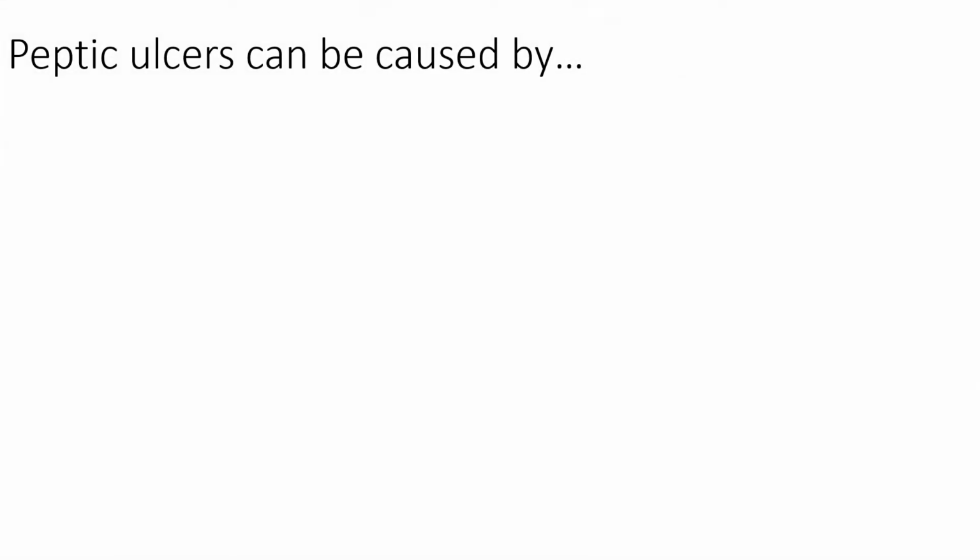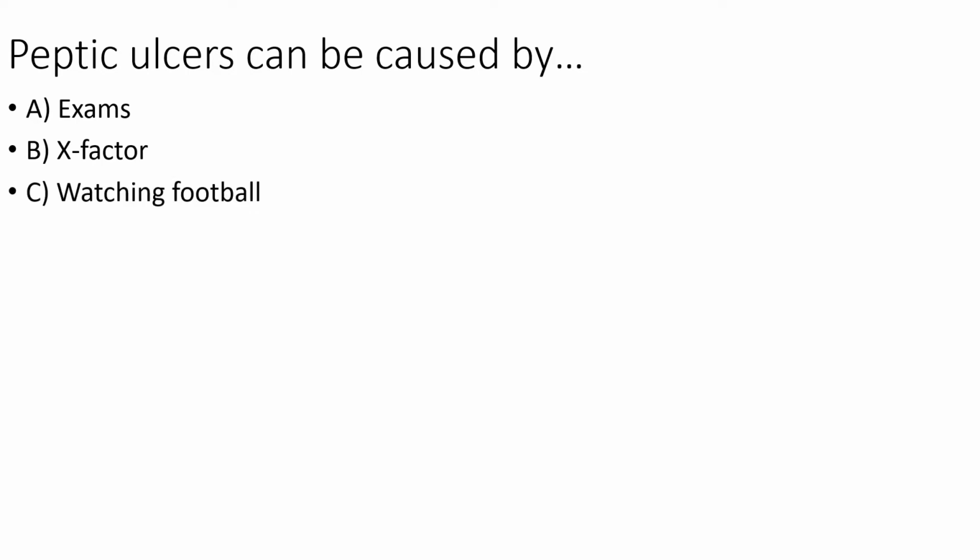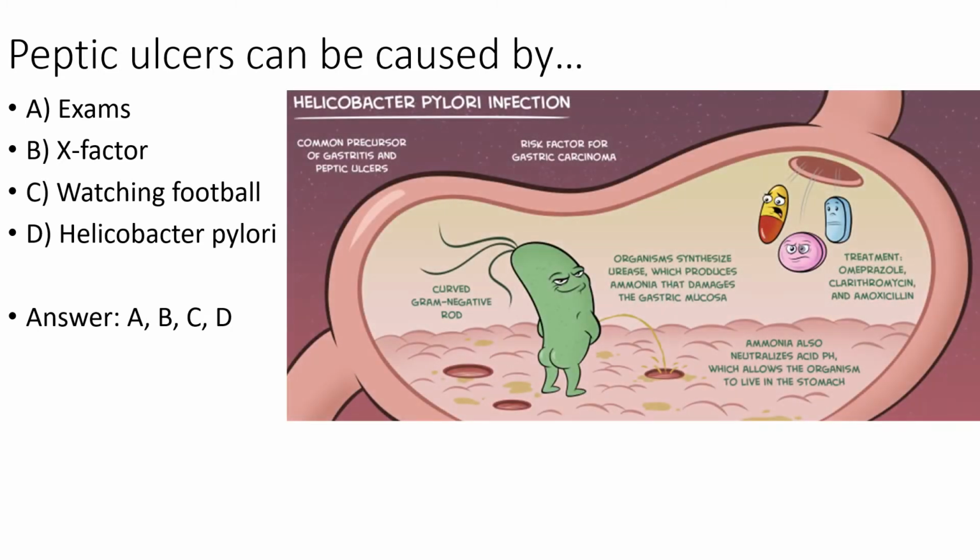So, peptic ulcers can be caused by exams, X factor, watching football, or Helicobacter pylori? Well, the answer is A, B, C, and D. And there's a little cartoon showing you some Helicobacter pylori, which as a bug synthesizes a chemical called urease, which produces ammonia that damages the gastric mucosa and can lead to stomach ulcers, and is treated with triple treatment of omeprazole, clarithromycin, and amoxicillin.